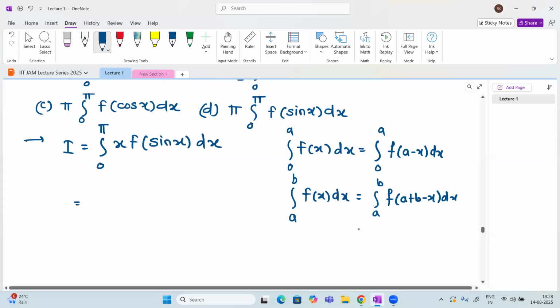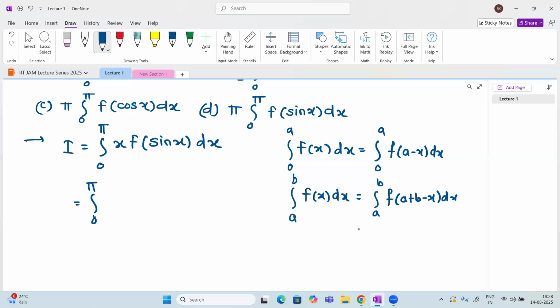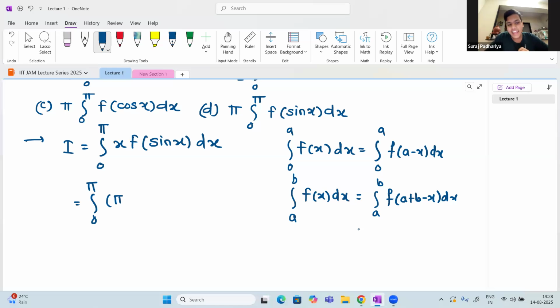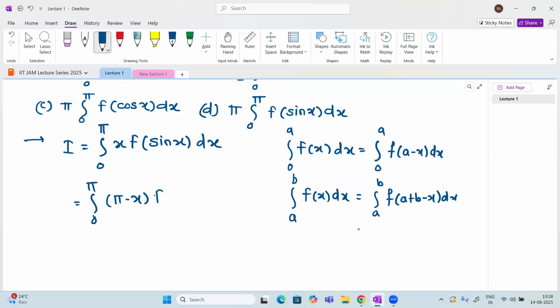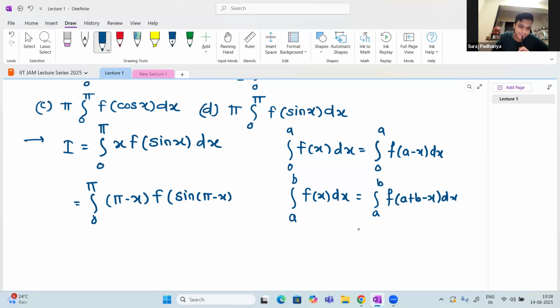Shall I do the same? So it will be 0 to pi. Limits will be the same. What should I write? Just tell me. Suraj, can you tell me? Yes, sir. The x will be replaced by pi minus x. So pi minus x times f of sine of pi minus x, dx.